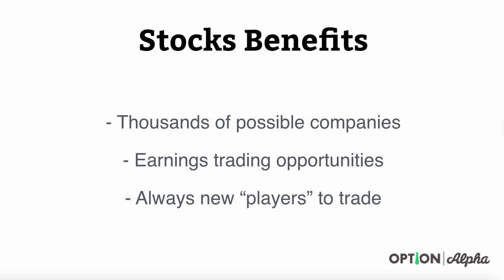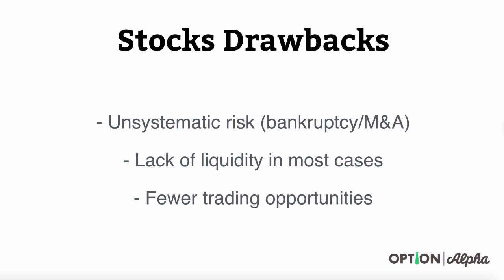And number three is that there always are new players to trade. So there's always new companies that are coming out, and they're going to be hot stocks, and they're going to have a lot of open interest and volume and liquidity, and they're going to be really great trading vehicles. Things like right now that are new and still hot are still Twitter and GoPro. Tesla is relatively new to the market, still a very hot stock. So these new stocks and companies that come out, they give us more trading opportunities in the market.